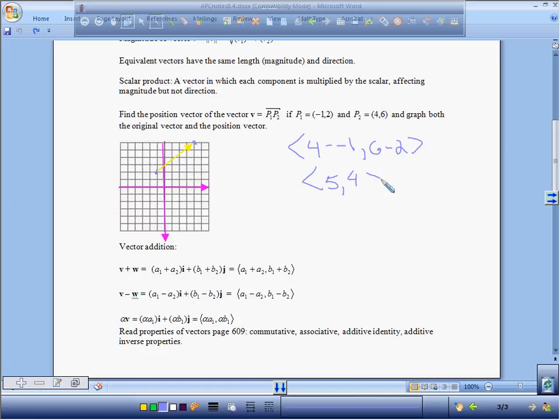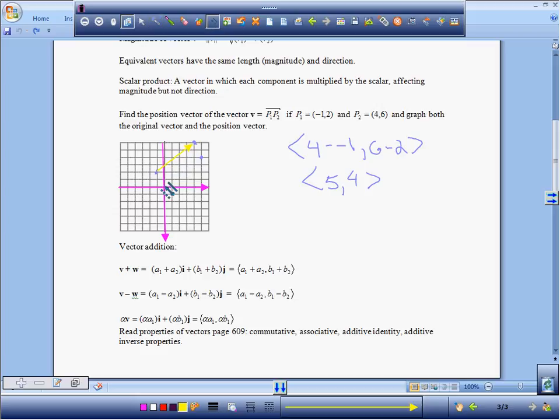In other words, if I started here at 0, 0, and I went over 1, 2, 3, 4, 5, and up 1, 2, 3, 4, I should get a vector that is equivalent to that vector but starts at the origin. So this is a position vector, and this is the original vector, and they're equivalent. They just don't originate from the same place.